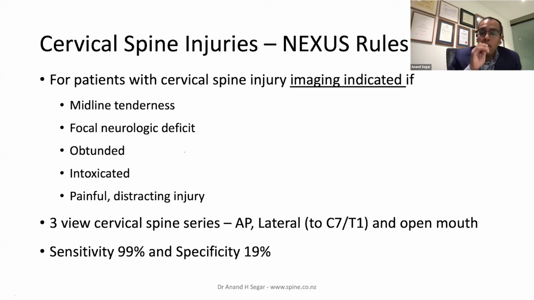I thought I'd put this in here. It's more of an emergency medicine thing, but also relevant to primary care. For patients with cervical spine injury, imaging is not always indicated. So we use the NEXUS rule. So imaging is indicated only if they have one of the 4: midline tenderness, a focal neurological deficit, if they're obtunded, intoxicated, or if they have a painful distracting injury. They get a 3-view cervical spine series, AP, lateral, and open mouth, and you've got to make sure the lateral goes down to C7-T1. And that has a sensitivity of detecting an injury in 99%, so very low false negatives.